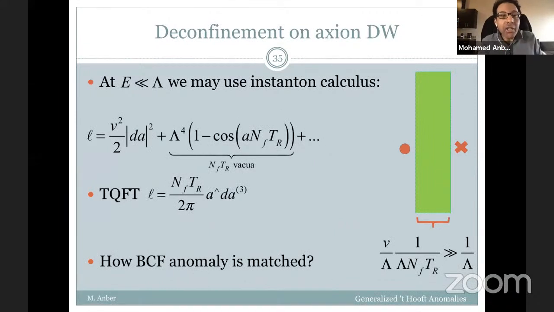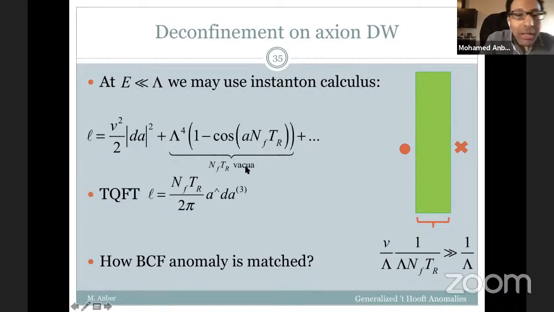Yet you can also flow to energy scales much smaller than lambda QCD. And now you can use instanton calculus in order to compute the potential of your axion. So basically, you can write down the following effective field theory in the IR. This is again the kinetic term of the axion. And this is the potential that results from summing over instanton and anti-instanton pairs in the partition function. This potential, however, is not under complete control because we are dealing with strong dynamics. However, it captures the essential symmetries of your theory in the IR, and in particular that the theory admits N_F times R vacua.